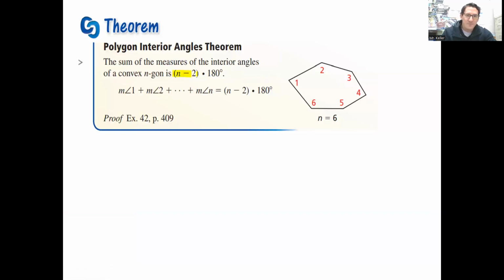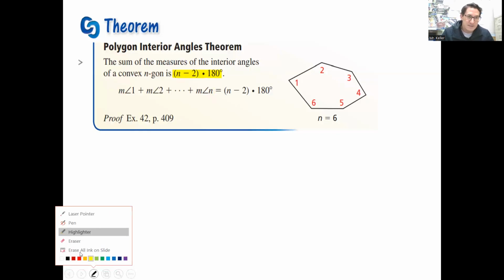In IM1, you really just need to remember the sum of the angles of a triangle, right? The sum of the angles of a triangle is 180. So for this one, it's just n minus 2 times 180 for all of them. If we did that for a triangle, 3 minus 2 is 1, times 180 is 180. So we're going to be doing problems like you dealt with for triangles, but on bigger polygons.